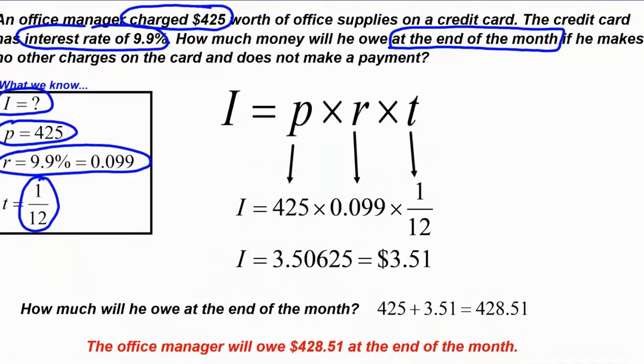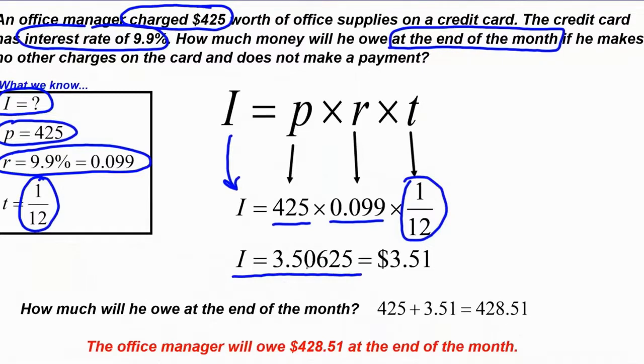So now again, I just use my formula. I'm trying to find the interest that's going to be charged on that balance, and the principal was $425, 9.9%. For 1 month, which is 1/12 of a year. And when you multiply those together, you get an interest of 3.50625.